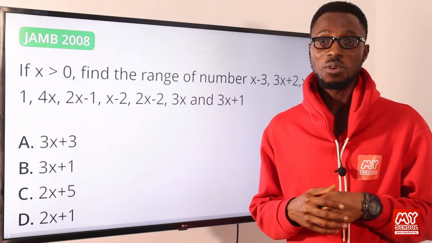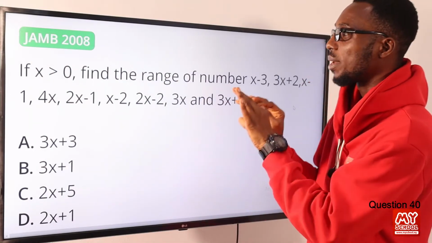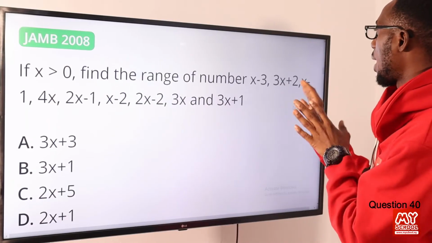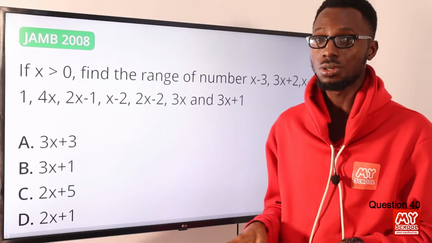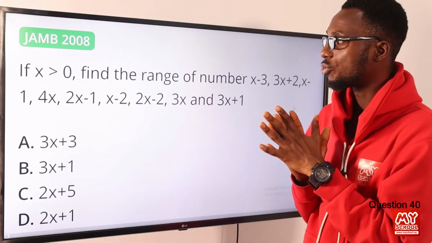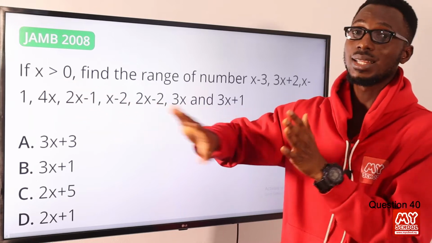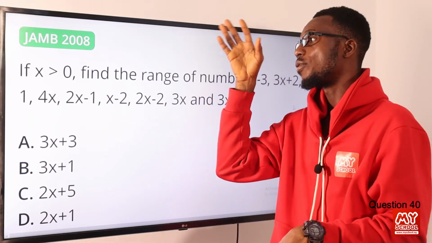So join me as I solve question 40. So if x is greater than 0, find the range of number, x minus 3. So we have all of this expression. All right, so take note of this. This is quite tricky. Where we have x is greater than 0, so that is anything from 1, 2, 3, 4, 5, 6.